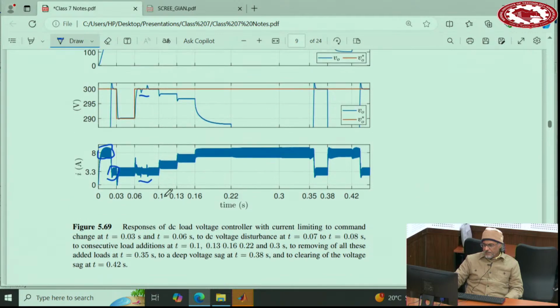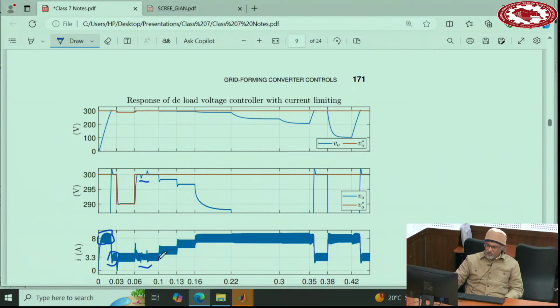And then at this point load increases. So let's say you increase the load, again you increase it, and again you increase it. So keep increasing it. Once you increase it, you realize the voltage drops.